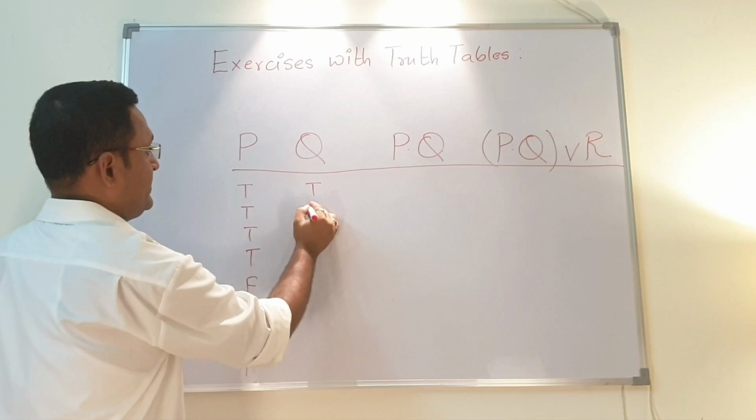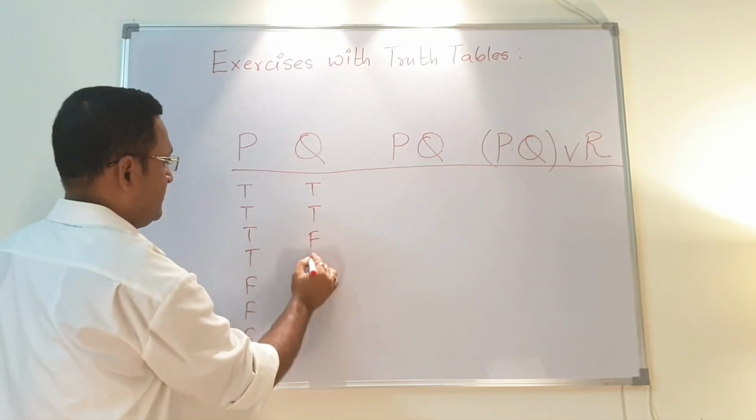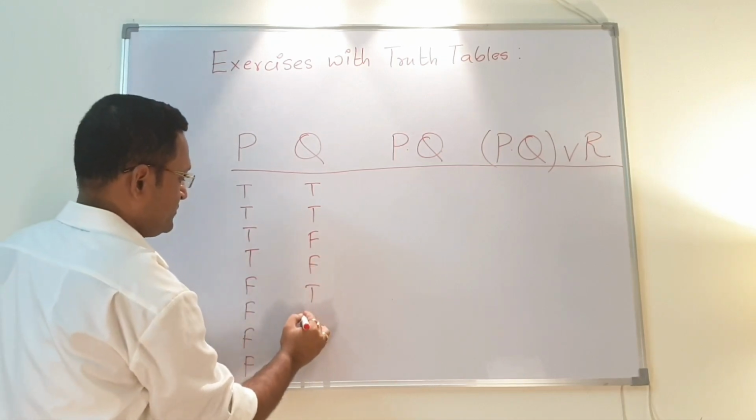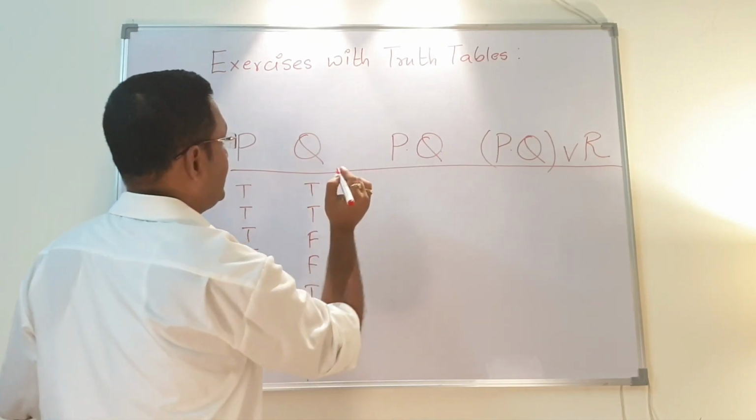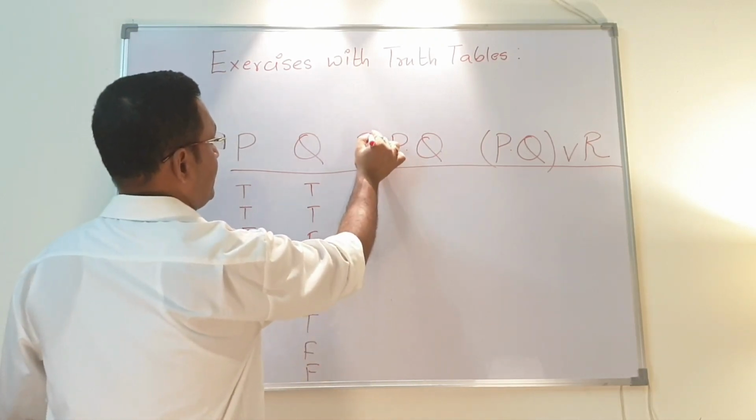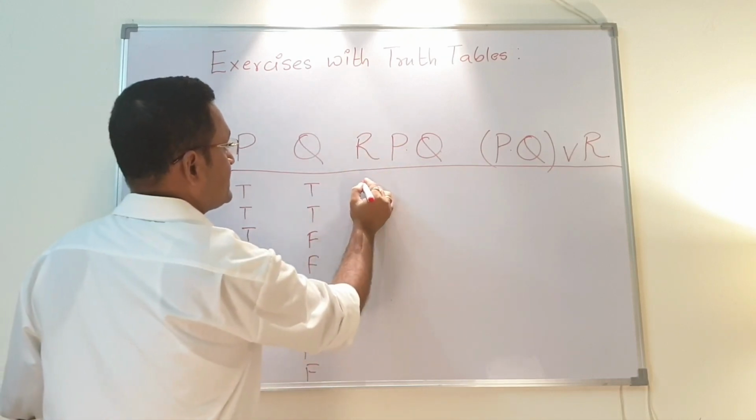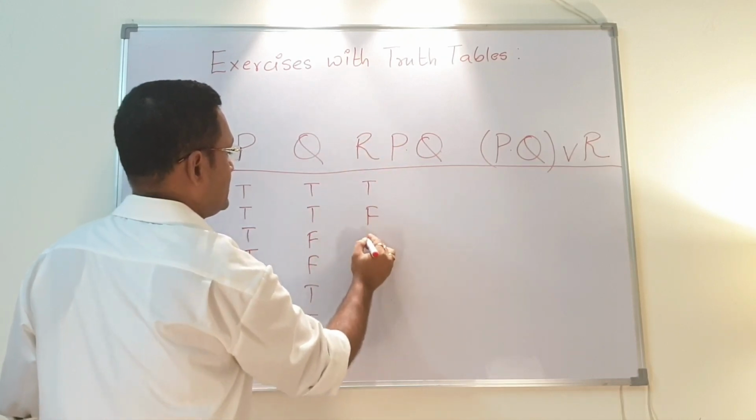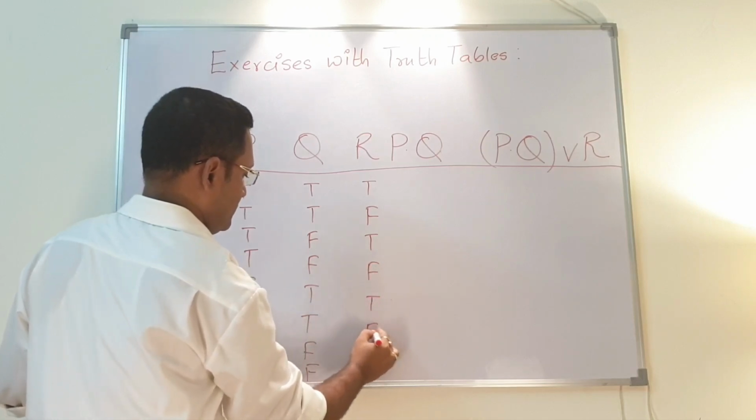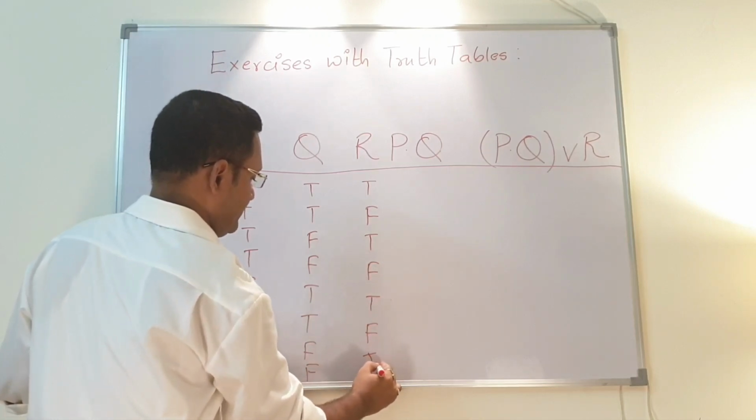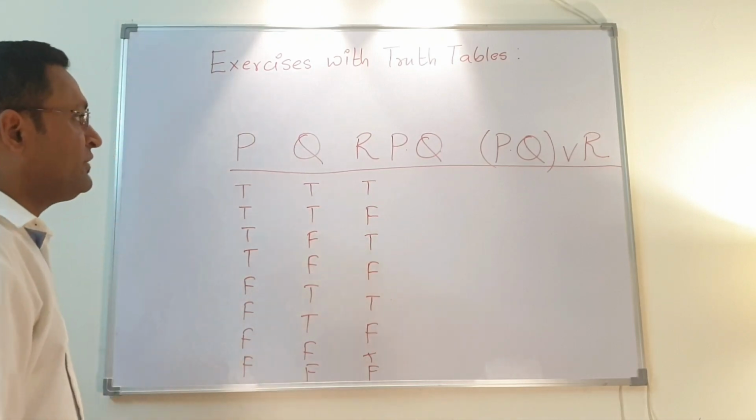Then here there will be 2 true, 2 false, then 2 trues, then 2 falses. Here we have P, Q and R. So we have another one, R. This is true, false, true, false, true, false, true and false. This is the thing. Now we have to draw.